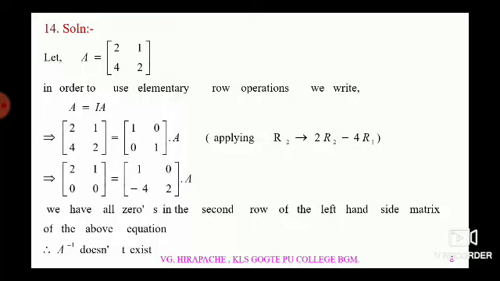Dear students, in the second step we can see here that the second row elements are all zeros. Therefore, the inverse of such a matrix does not exist.